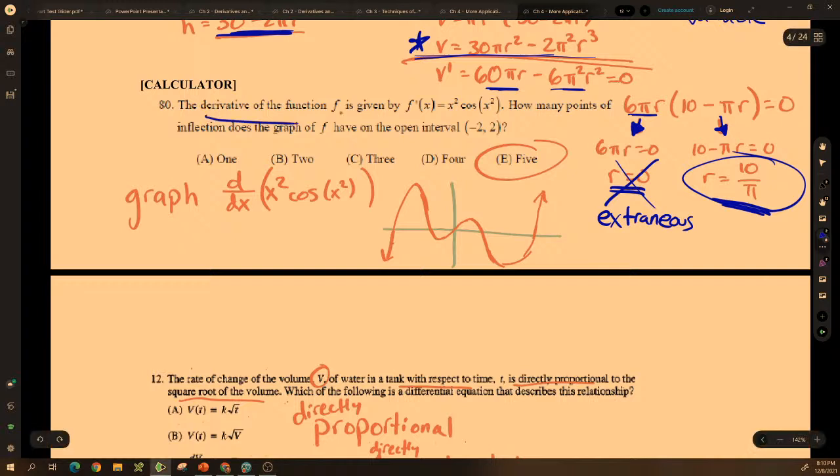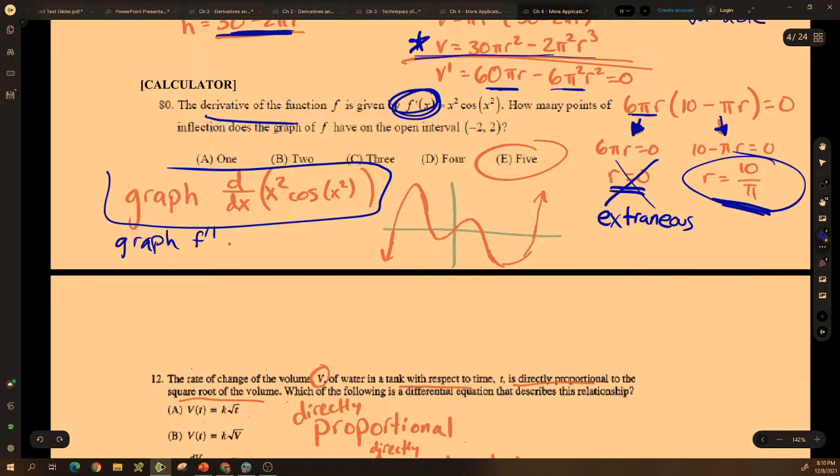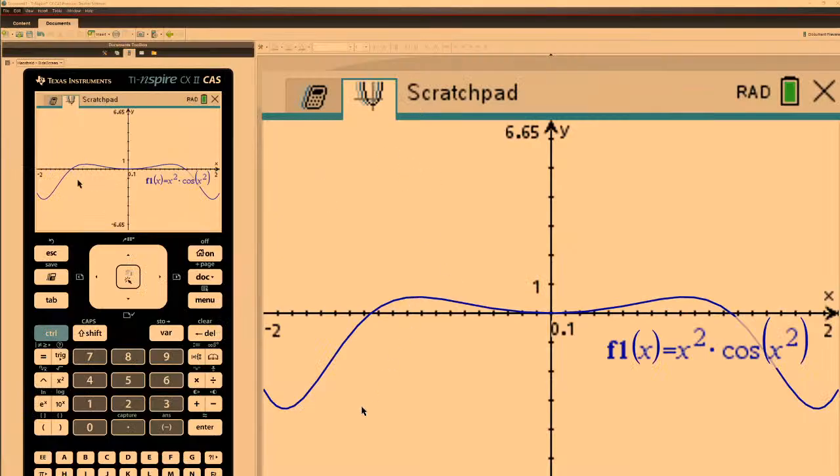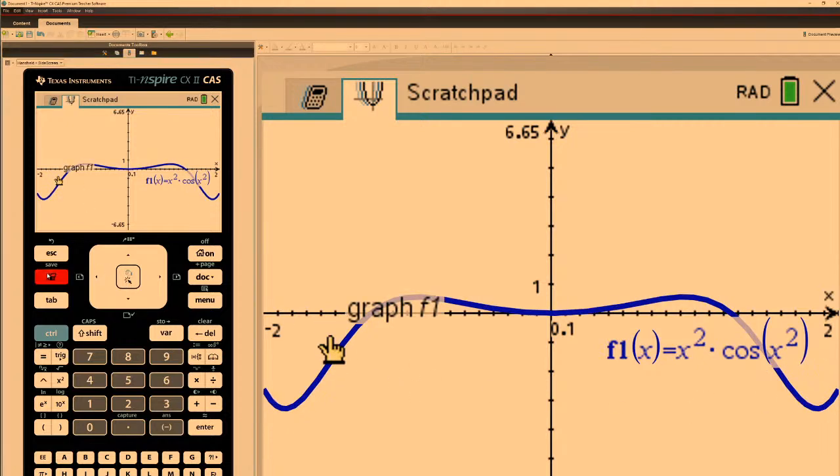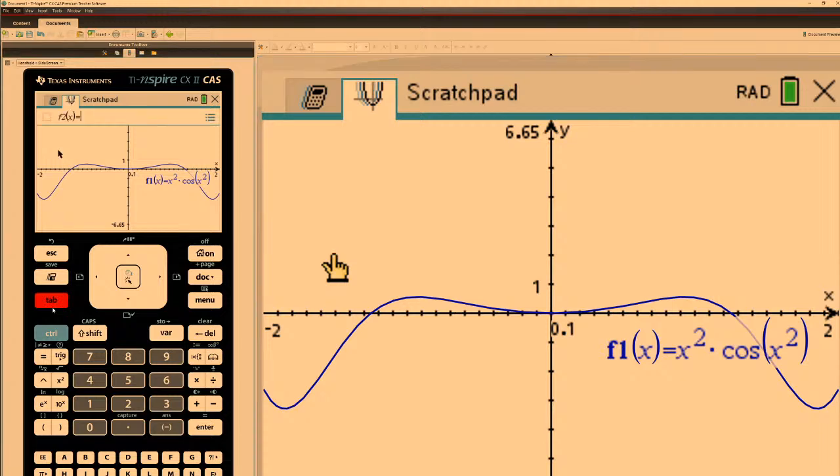It says the derivative is given by f prime. So I like to graph f double prime. The reason I like to graph f double prime is they're asking how many points of inflection, and I can see that most clearly on f double prime. Now, if I did graph this one, I could count minimums and maximums for f prime: one minimum, second one for the maximum, third one for the minimum, fourth one for the maximum, and fifth one for that minimum. So it is 5. But I'm going to go ahead and actually change this.